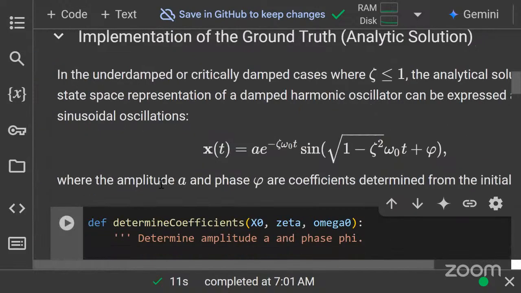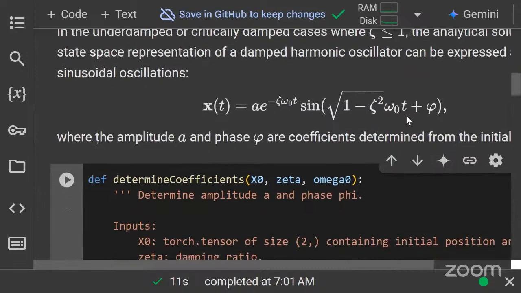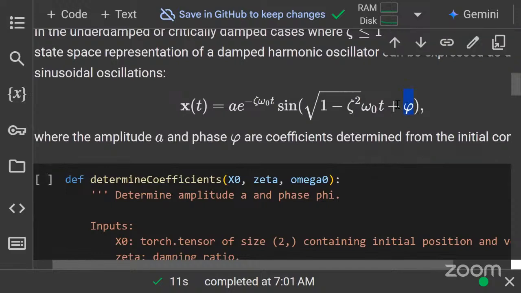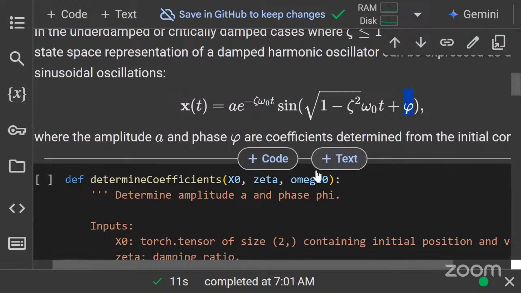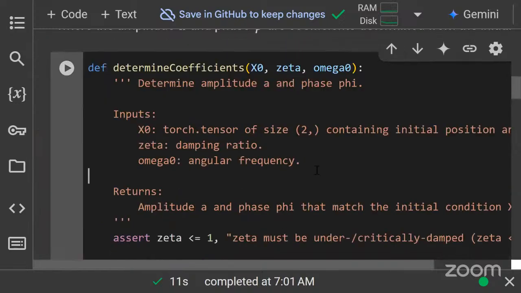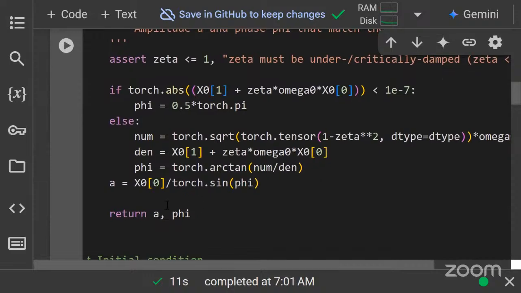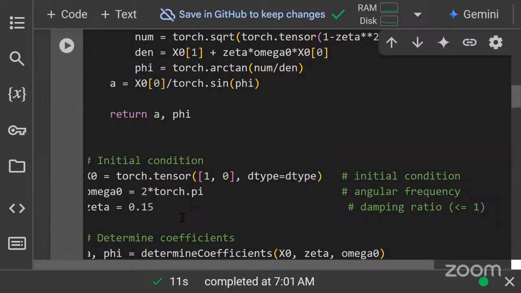We have the sine wave, and then the frequency is determined by the omega 0. But here's the phase offset. So this code is essentially just code for determining those a and the phi, the phase parameter, so that we can generate a ground truth.